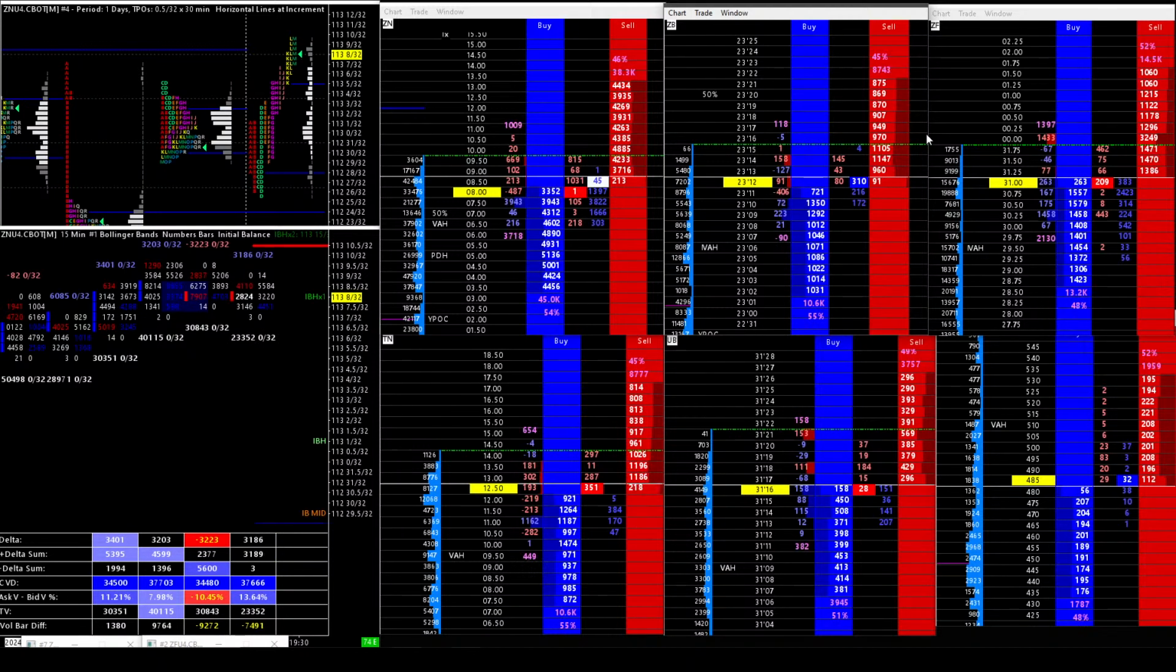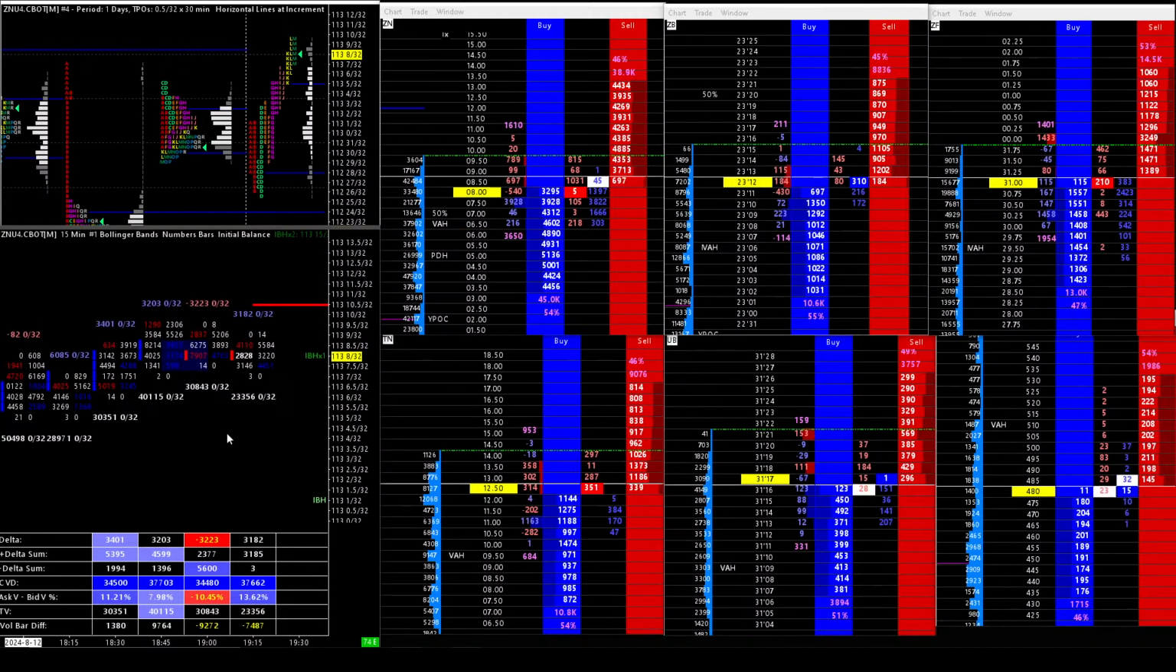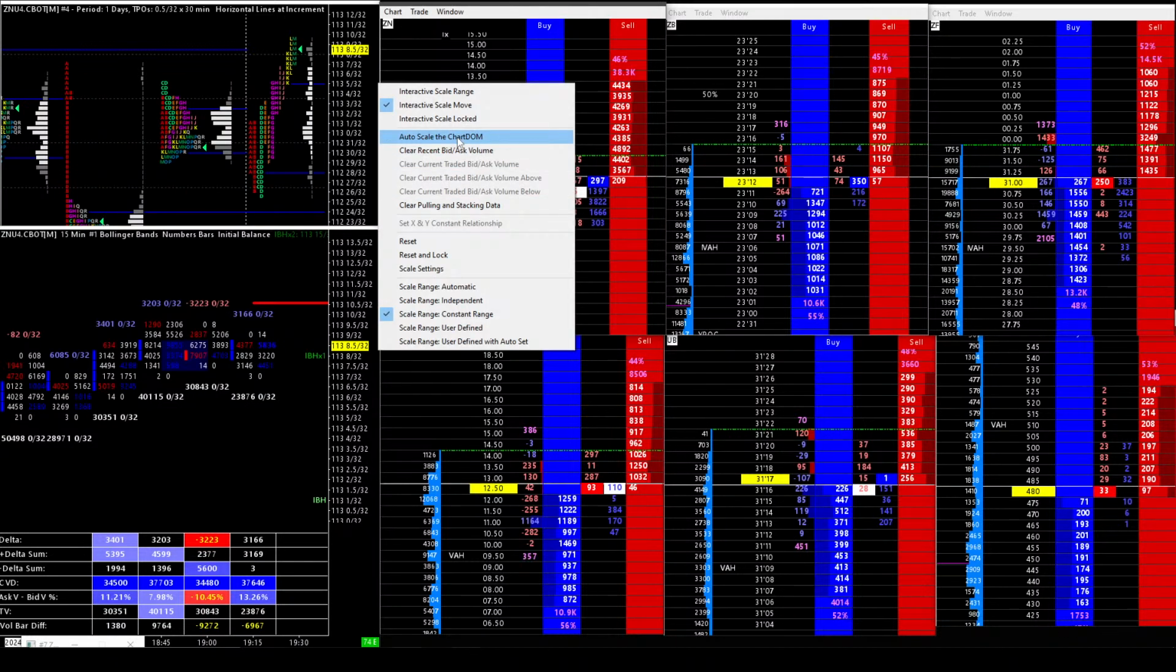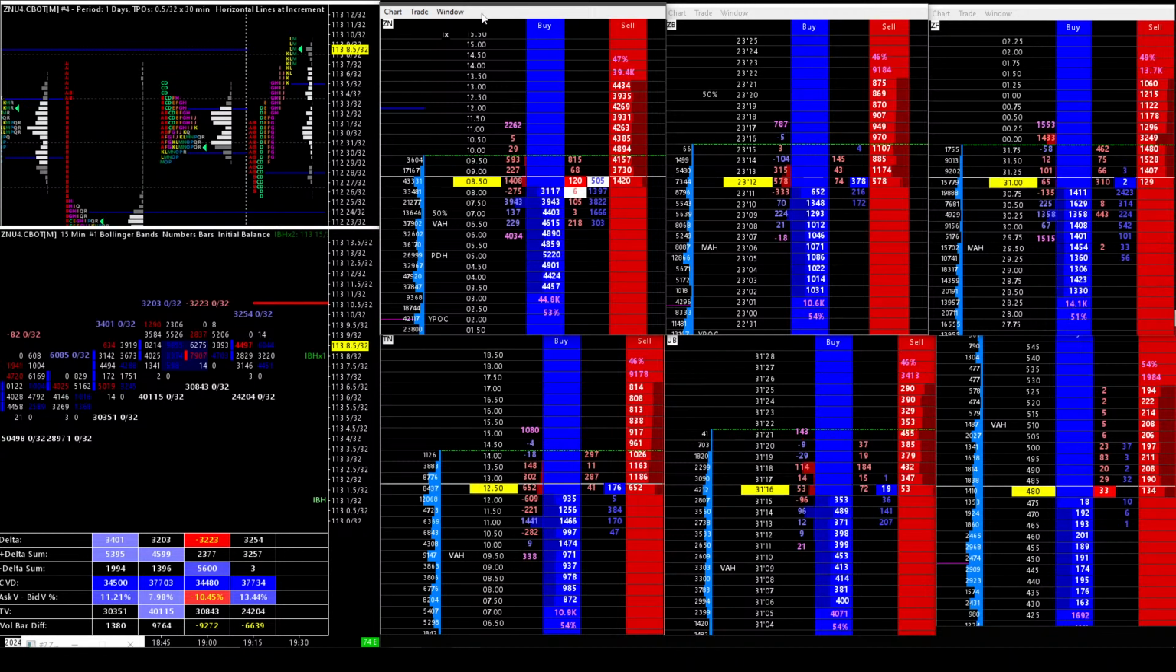So, quick tip for everyone. I don't know why it took me so long to figure this out. I've only been using Sierra for years. You can basically squash the charts, like this, and then right click and go to auto scale, and it will effectively scale all the charts. Did not realize that.